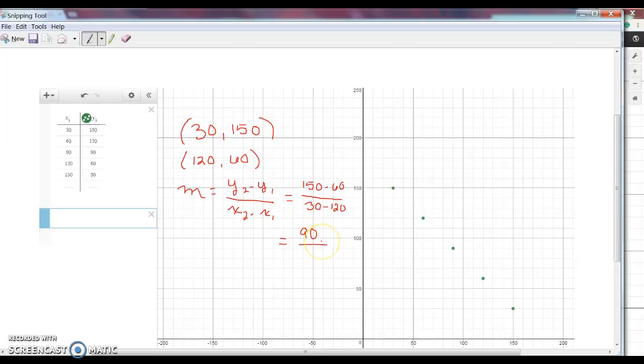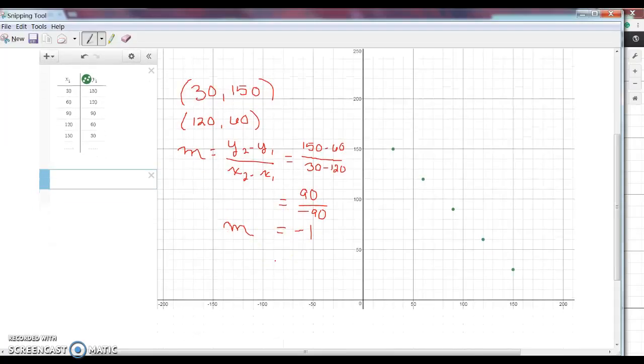And then 30 minus 120 gives you negative 90. So 90 divided by negative 90: anything divided by itself is 1, and a positive divided by a negative is negative. So 90 divided by negative 90 gives us negative 1. So for this line of best fit, our slope is going to be negative 1.